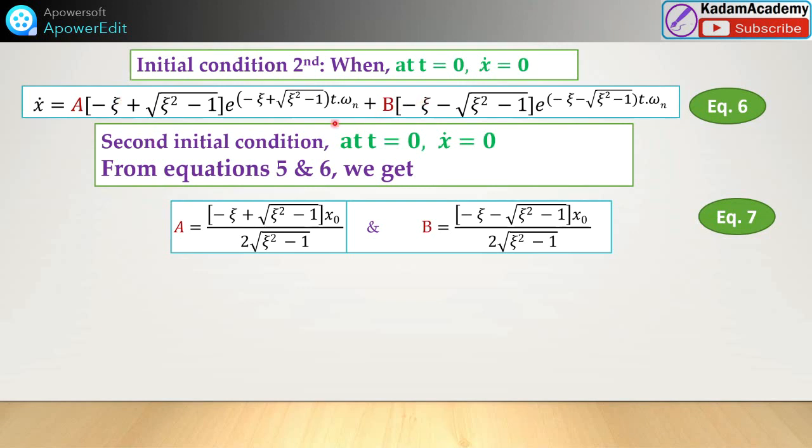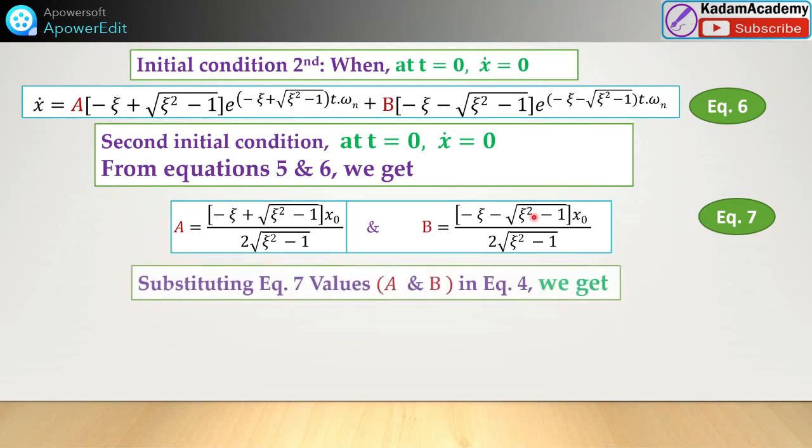Just two equations in terms of A and B, and they are linear equations. Solving those equations will give the values of A and B like this. See, B is equal to... what is the difference in these two equations? Here is a plus sign, here is the minus sign. The remaining is the same. To write the equation, it is very easy to remember this one term, and for B it is minus.